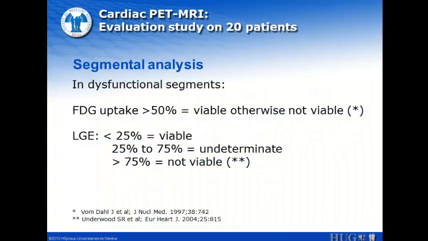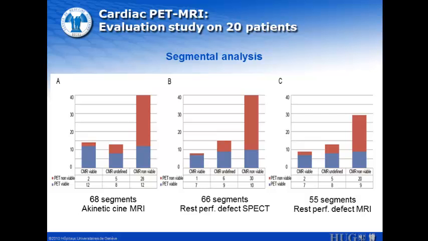What was interesting, we did an evaluation study on 20 patients, and we looked at dysfunctional segments. We characterized any FDG uptake more than 50% of the maximum as viable, and the others, which were inferior, as not viable. When looking at late gadolinium enhancement, less than 25% was characterized as viable, 25 to 75% was characterized as undeterminate, and more than 75% LGE in the segment was characterized as non-viable.